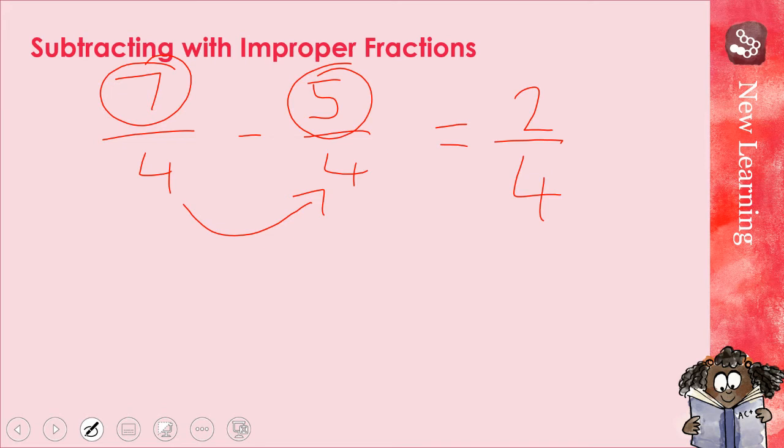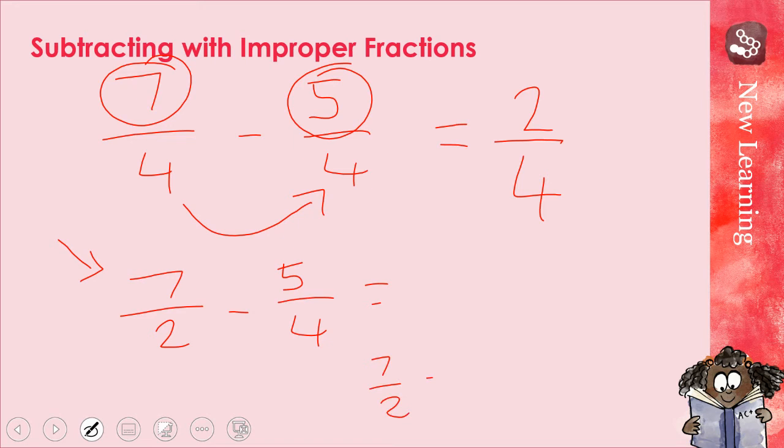Exactly the same if I had 7 halves, subtract, say, 5 quarters again. I can see that I need to convert one of these. Which one am I going to convert? Well done if you identify. It's always easier to convert the one with the smaller denominator first.